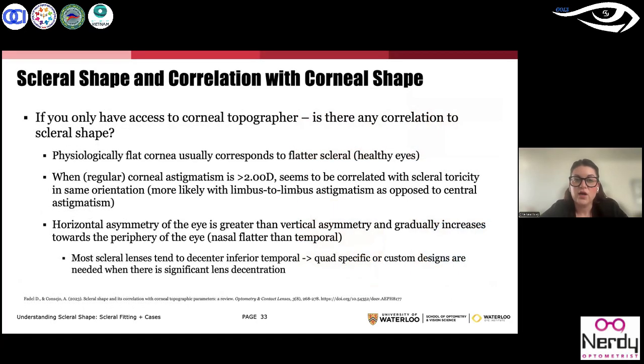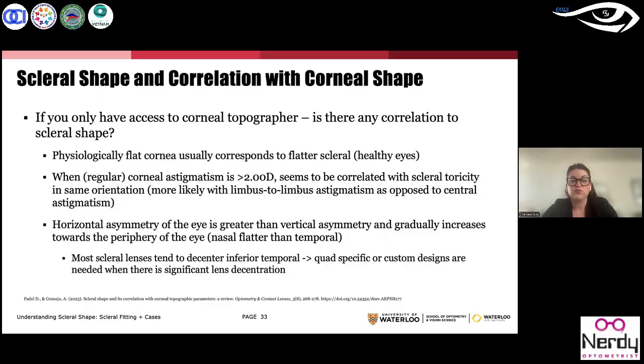Just quickly going to touch on, is there a correlation between scleral shape and corneal shape? If you only had access to a corneal topographer, can we infer anything from this? A little bit. There are still some questions around this. Physiologically, flat corneas usually correspond to flatter scleras in healthy eyes, so those with normal corneas. So typically we'd need flatter edges of the scleral lens.